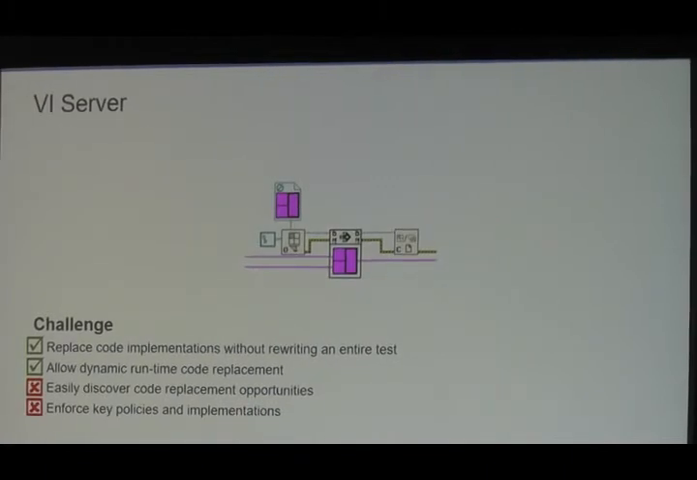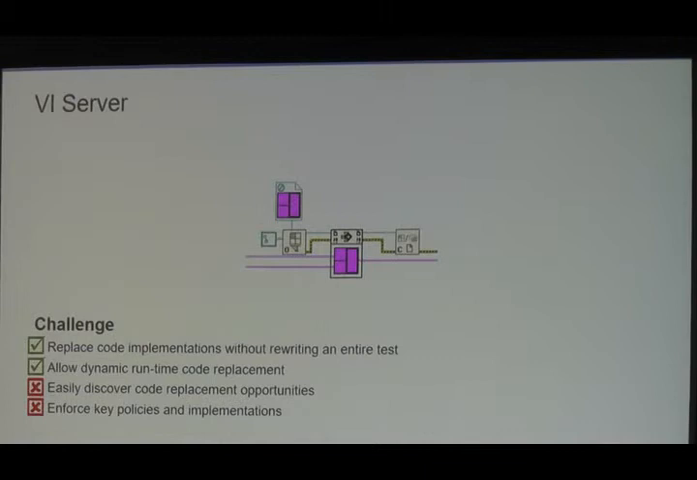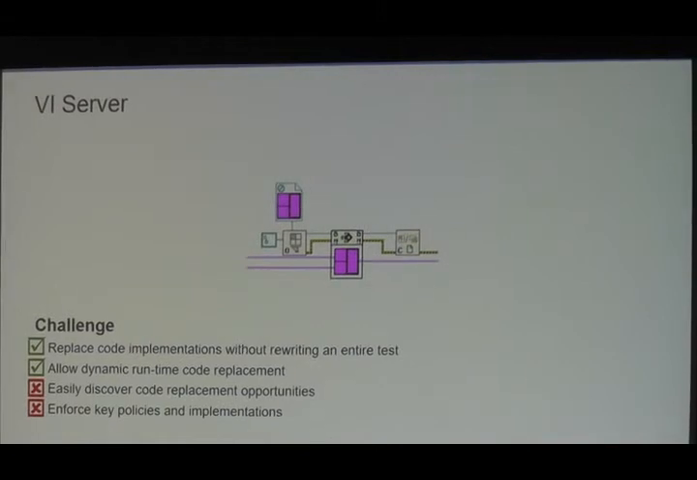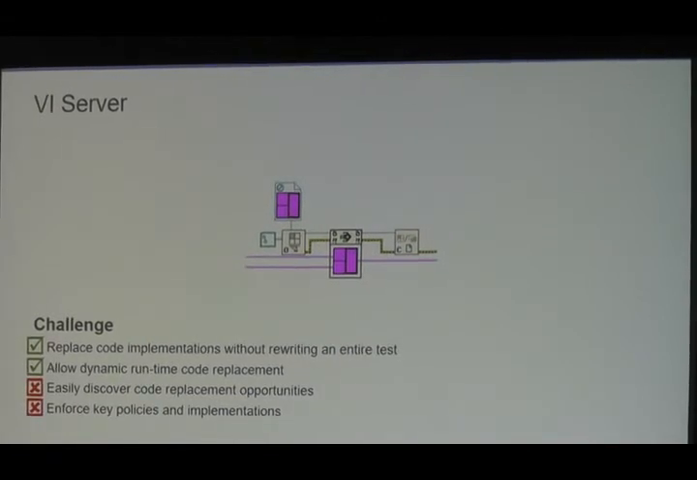So one natural way that you might think to solve this is VI Server. Been around forever, it's very capable. But I want to call out that it didn't quite solve all of our specific needs. So in this case, we could replace the code implementations without rewriting the entire test, and we allowed for dynamic runtime replacement of code. So I can just give a path to a VI, and it'll load it at runtime and execute.